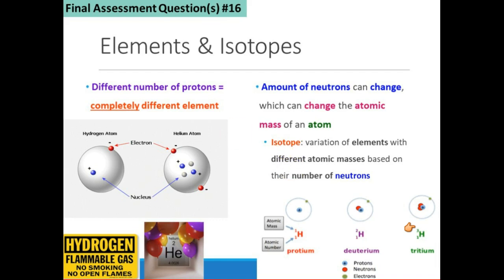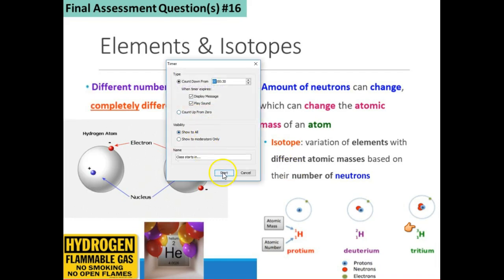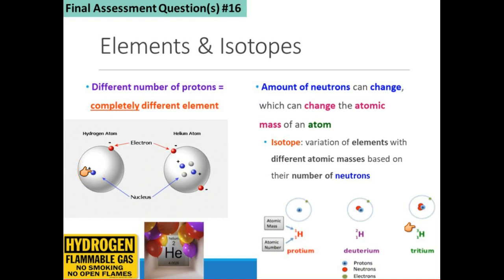Go ahead and answer question number 16. Give me a green check when you have number 16 saved. 30 seconds. All right, CJ, Lenice, Rosalinda, green checks for number 16, please. Looking good. Thank you, Lenice. CJ, thank you, Rosalinda. CJ, make sure you get your green check for number 16, please. All right, let's keep on going.